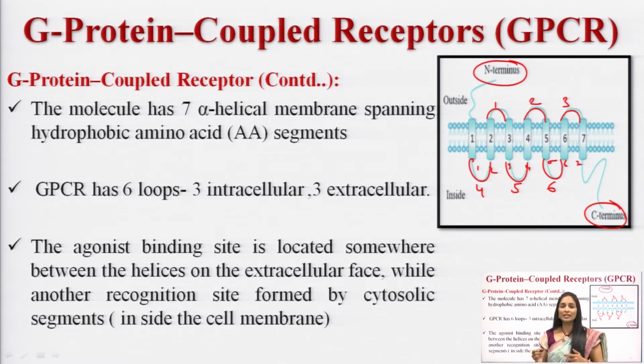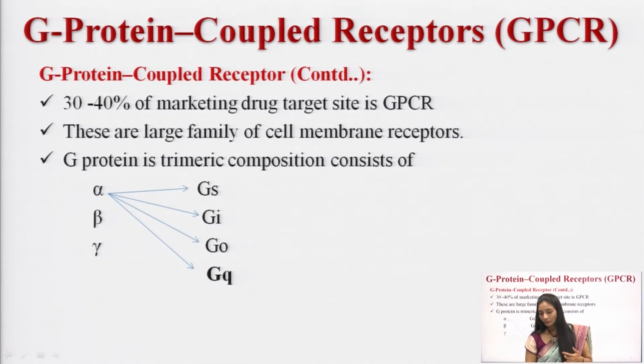Okay. So, the signal molecule will bind to some surface of this alpha helical structure, and there is an intracellular domain coupled to the G protein. This is the reason why the receptor is called a GPCR. If I am talking about drugs, 30 to 40% of marketed drugs act through the GPCR. It is the main target of particular drugs. GPCRs are cell surface receptors and form a large family of cell membrane receptors.